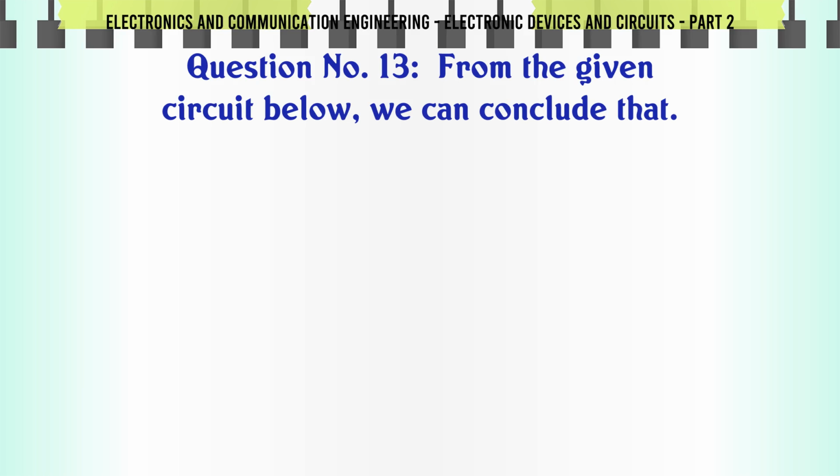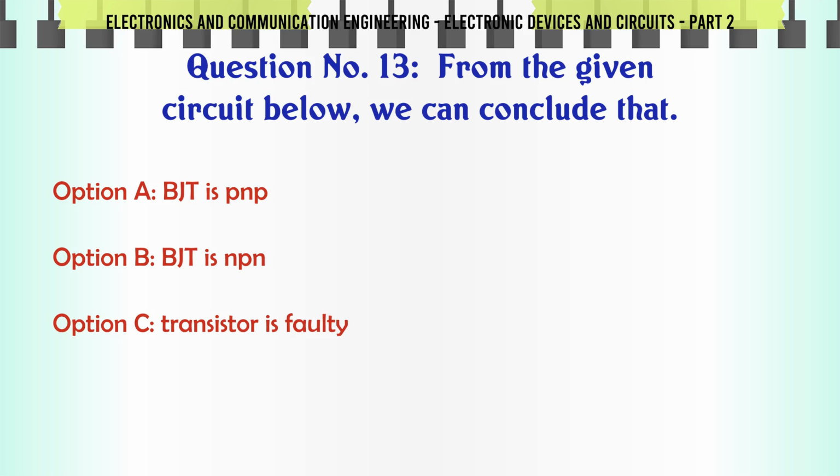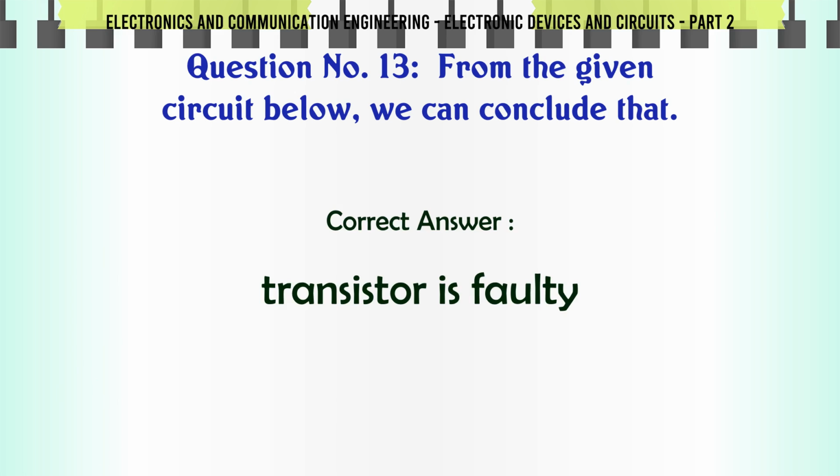From the given circuit below we can conclude that: A, BJT is PNP; B, BJT is NPN; C, transistor is faulty; D, not possible to determine. The correct answer is transistor is faulty.